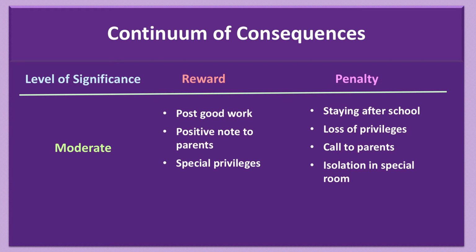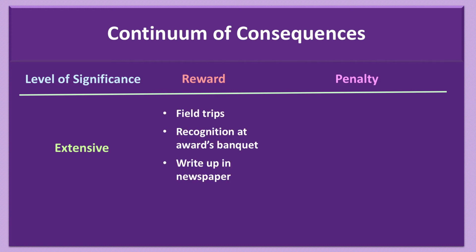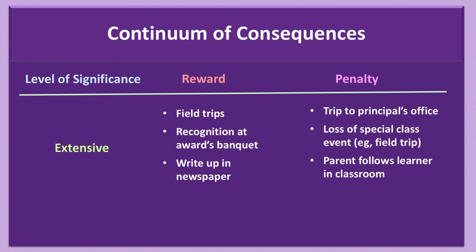Finally, for extensive behavior, the students might be provided an opportunity to go on special field trips, recognition at an awards banquet, or a write-up in the newspaper. These are generally awarded on a semester or even annual basis. For extensive violations of expectations, students might be sent to the principal's office, experience a loss of a special class event such as a field trip, or be required for a parent to follow the learner throughout a class day.